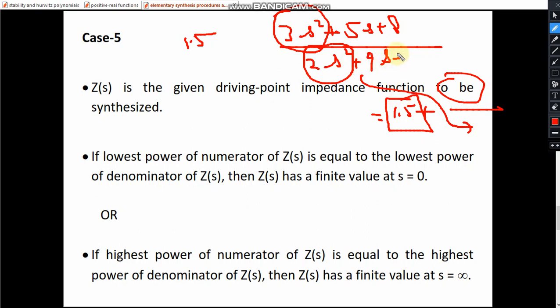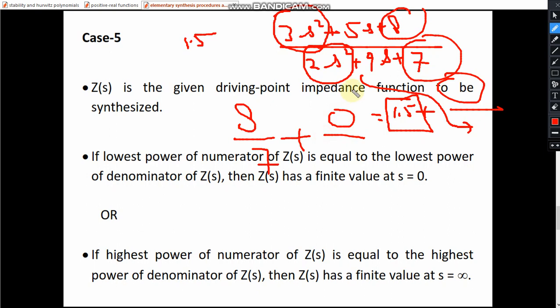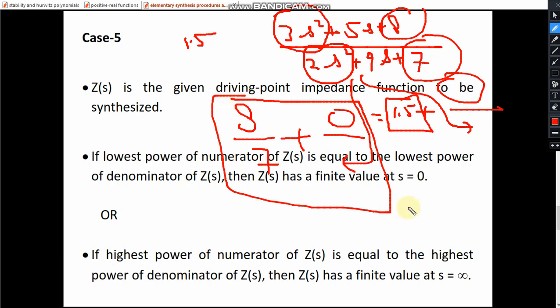Now the finite value at the origin can also be removed. In this case there is neither a zero nor a pole at the origin because the lowest powers are equal. So 8 by 9 is the finite value at the origin. So this can also be written as 8 by 9 plus something upon this thing. Instead of writing these polynomials in descending order, if we write them in ascending order, we will be able to find this out.